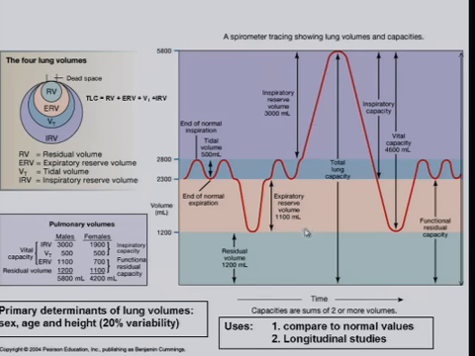We can exhale an additional volume. We can inhale an additional volume relative to our normal resting ventilation. Okay, now we get to what we call our total lung capacity. So the total lung capacity is all the volume we can put, the maximum volume we can put in our lungs.